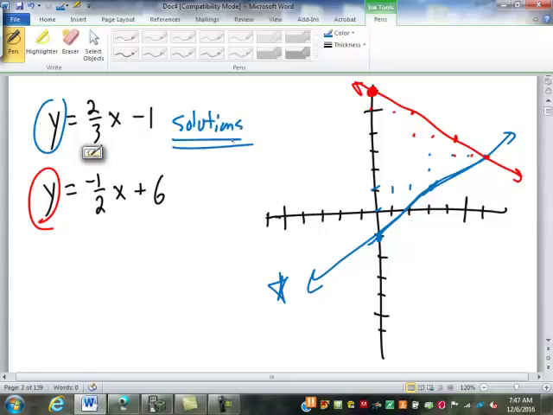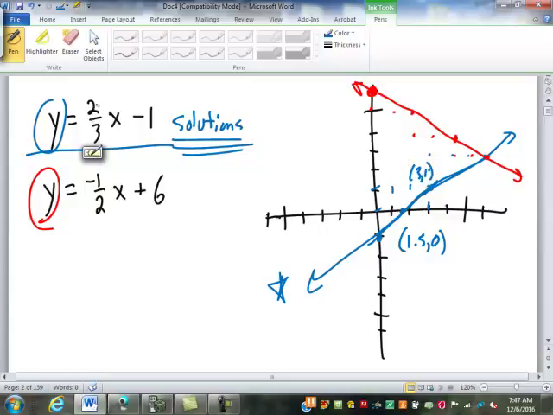It represents all the solutions to this equation. Any point on that line, like right here, I can take its x coordinate and its y coordinate. That is x equals 1.5, y equals 0. If I put that in here, it's going to make it true. 2/3 times 1.5 is 1. 1 minus 1 is 0. That's true. 3, 1.